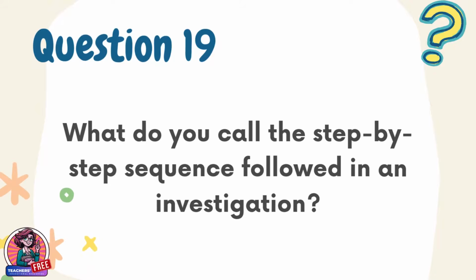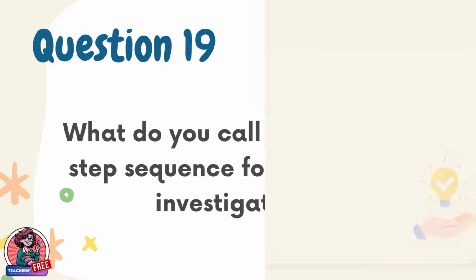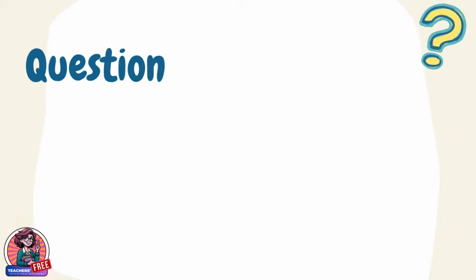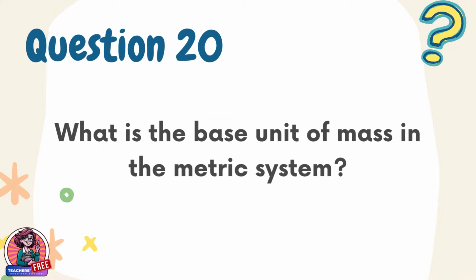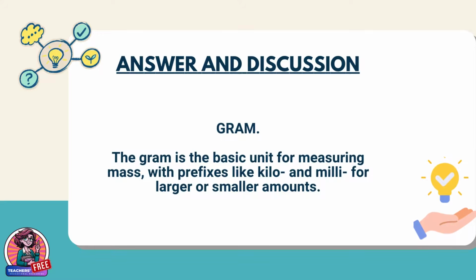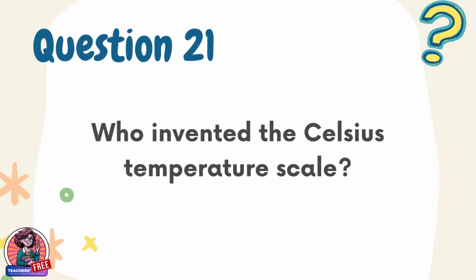Question 19. What do you call the step-by-step sequence followed in an investigation? Answer: procedure. The procedure lists the exact steps needed to carry out an experiment systematically. Question 20. What is the base unit of mass in the metric system? Answer: gram. The gram is the basic unit for measuring mass, with prefixes like kilo and milli for larger or smaller amounts.